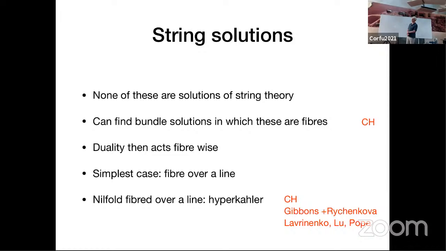And the simplest case is to take the case where these three-dimensional geometries on the last slide are fibered over a line. And one of the starting points that makes you realize that this is interesting is the realization that the nilfold fibered over a line gives a four-dimensional manifold, which turns out to be hyperkähler and hence supersymmetric.